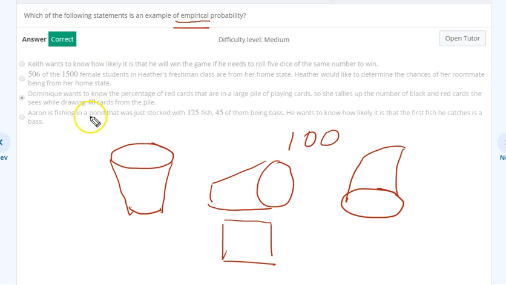And again, she picked Dominique wants to know percentages of red cards in a large pile of playing cards. So again, this is random data of a pile. You're not saying you know precisely there's 52 cards in the deck. So read the others. The others are classical. All right, we'll go on.